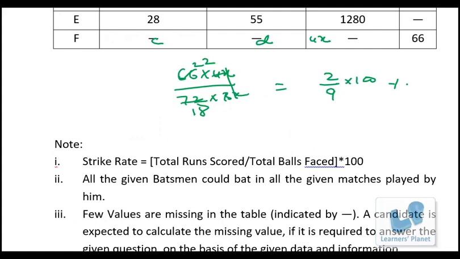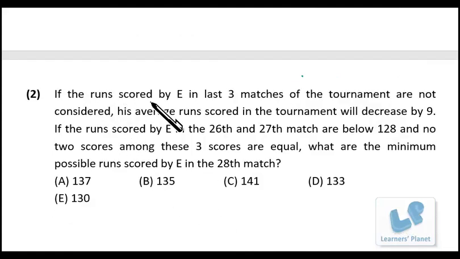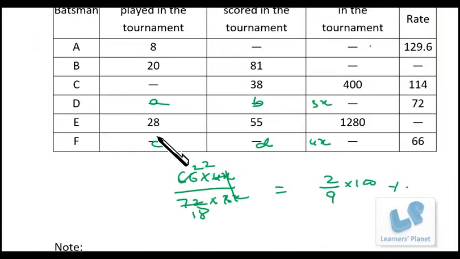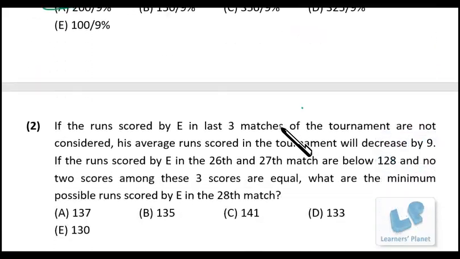I hope that's clear. If the runs scored by E in the last 3 matches of the tournament are not considered, his average runs scored in the tournament will decrease by 9. So in all, E has played 28 matches and the average score is 55. So the total will be 28 into 55.